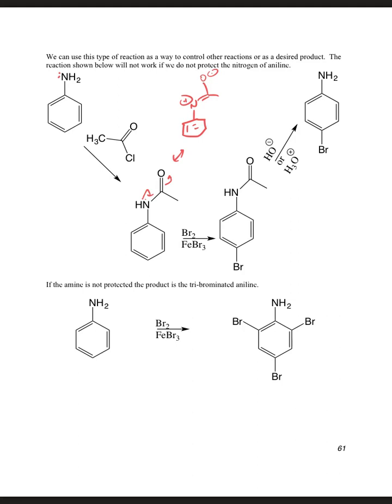So we can only brominate acetanilide once on the para position, and then we can cleave the amide off, and we can basically, over a couple of steps, take aniline and para-brominate it cleanly, as opposed to if we just took aniline and tried to do this, we end up getting all three positions brominated, so it's not what we want if we only wanted the para position brominated. So we have to be careful what we do so that we control what happens in all of the reactions.